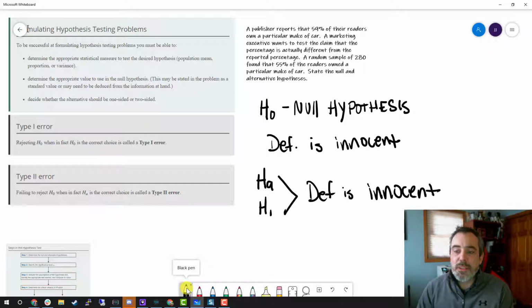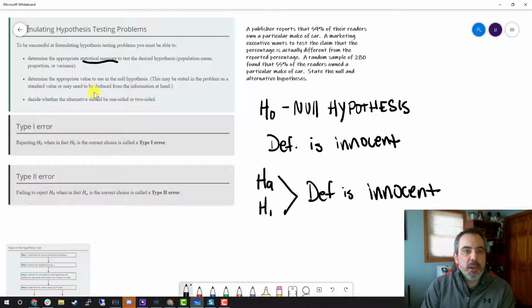Now, in the first section, all we are going to be doing is practicing stating the null hypothesis and the alternative hypothesis. And it's really important for us to make note of a few things. And you'll see over here where it talks about formulating hypothesis testing problems. It talks first about determining the appropriate statistical measure.